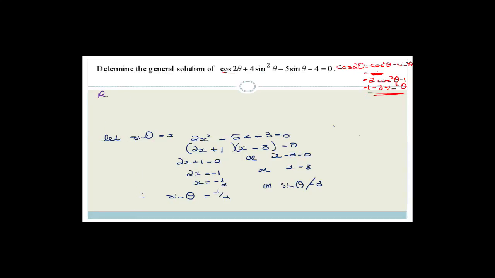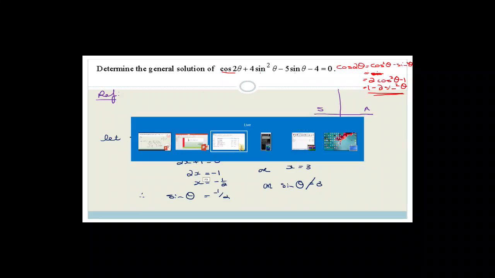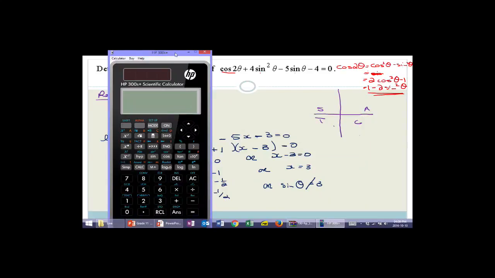So now we want the reference angle. So we're going to use the fact that sine theta equals a half. We don't put in the minus. The minus we're going to use later when we allocate quadrants. Okay, at the moment, all we're doing is looking at the fact that sine theta is equal to a half. So we're going to find our calculators and we're going to switch them on.